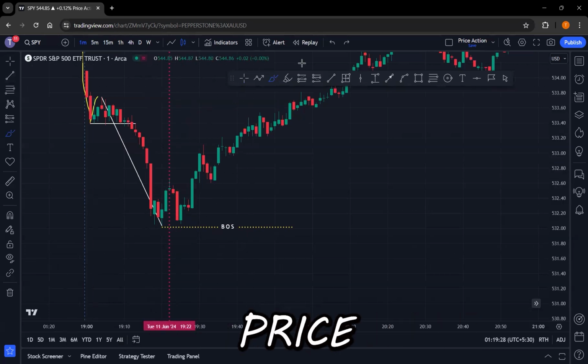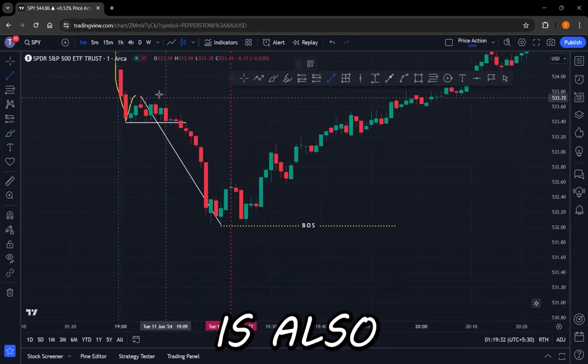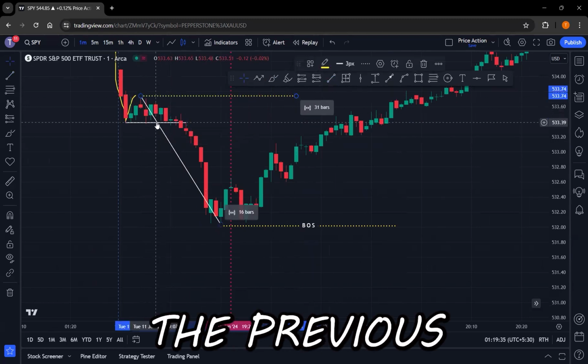Okay, so let's see how the price behaves. From here, we also have to understand this point from where the price created the previous breaker structure over here.